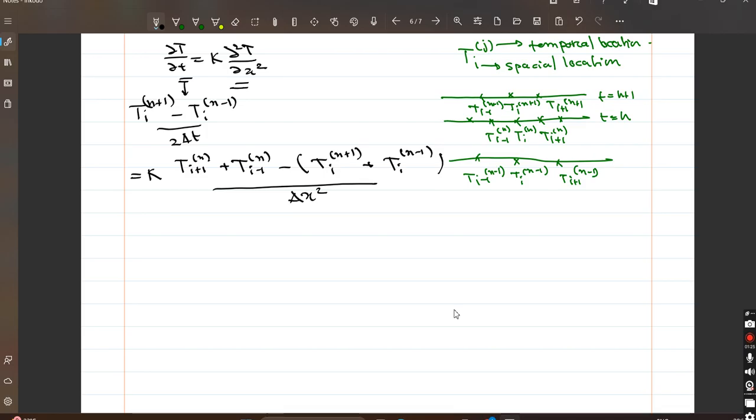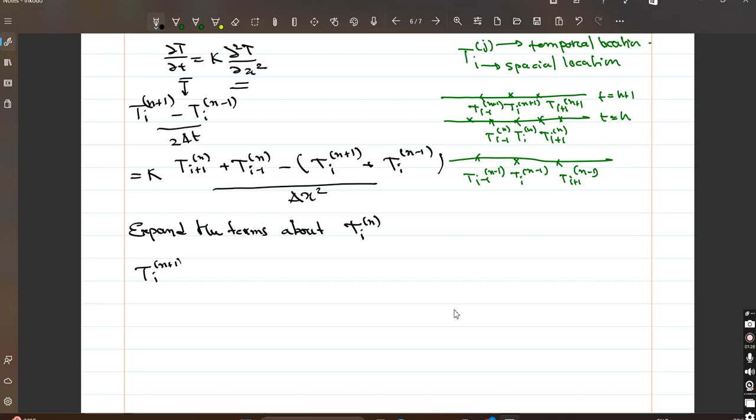Now what will we do? We will do a very common thing that we have done all along. We will expand the terms about T_i^n. Okay, we'll do an expansion of this term.